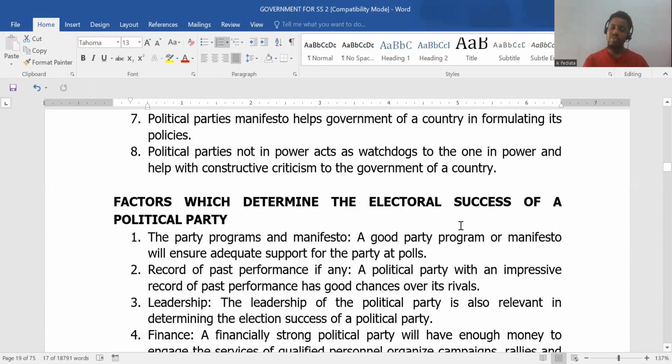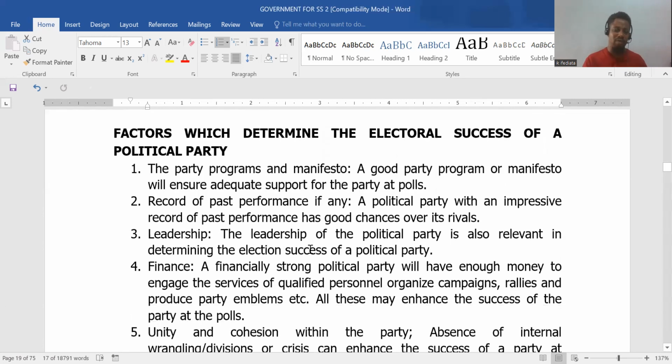Factors will determine the electoral process of a political party. So what are the factors that ensure a party is successful? What are the factors that ensure that a political party is successful? Number one, having a good party program or manifesto is very important. If you don't have a good manifesto, people will not lean towards you. And having a record of past performance, when a candidate of a given party has done so well when he was in power, people have the mind to elect more candidates from that party.